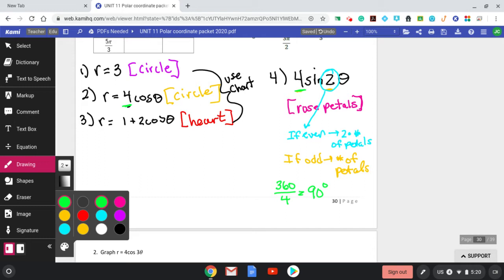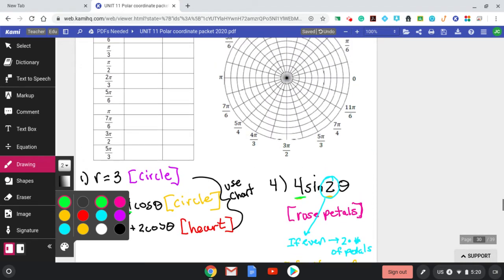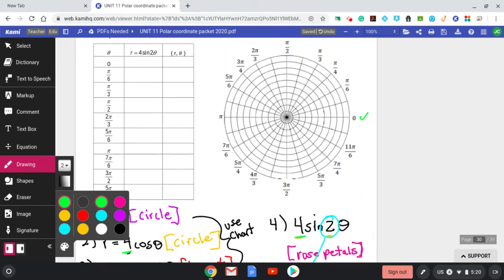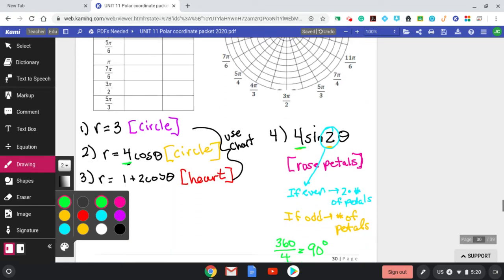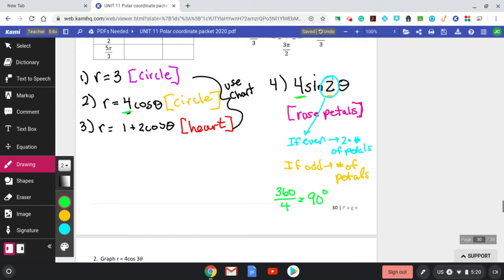Now, here comes the strange thing. Where do you start the petal then? Do you start it at 0 degrees? Do I start it at 90? Where do I start these petals? Good question. Now it all depends, and I know I'm throwing a lot at you here, but hopefully it'll make sense once I do the graph.